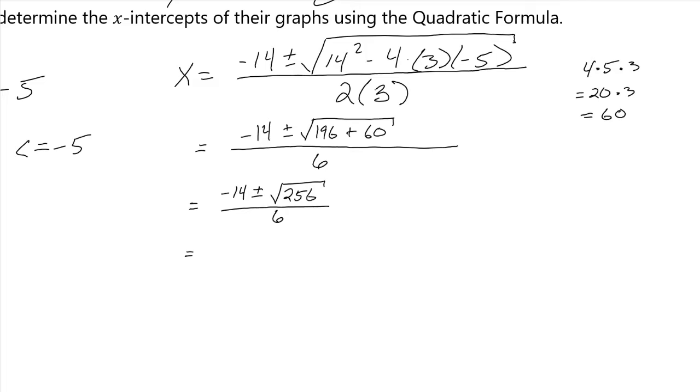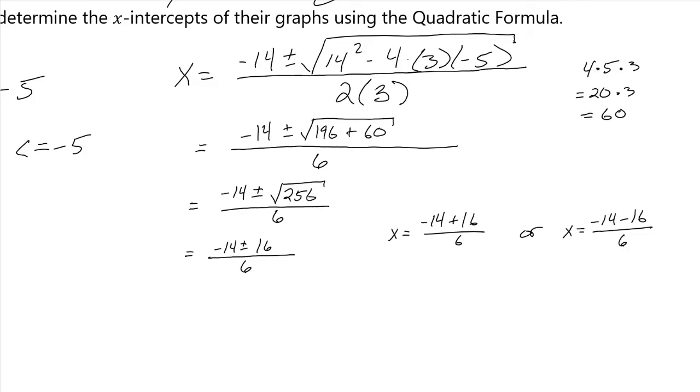Let's keep going with this. Draw my fraction bar. I have negative 14 on top, plus or minus the square root of 256, which is 16, and this is all over 6. And now I'm going to break this up into two different answers. So I'll have x equals negative 14 plus 16 all over 6, or x equals negative 14 minus 16 all over 6.